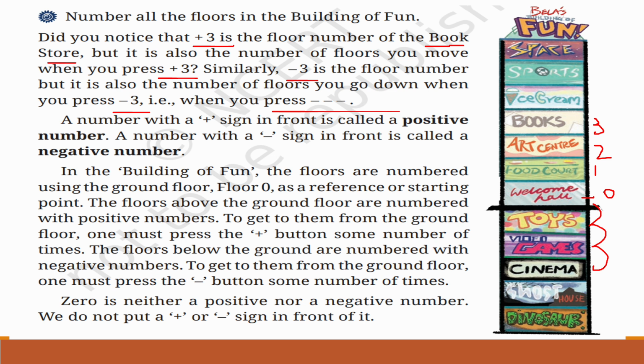A number with a positive sign in front is called a positive number. A number with a negative sign in front is called a negative number. So, what is a positive number? A number with a positive sign in front. What is a negative number? A number with a negative sign in front.